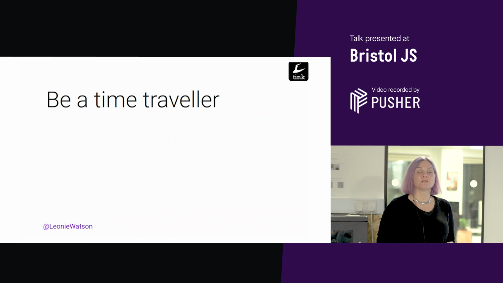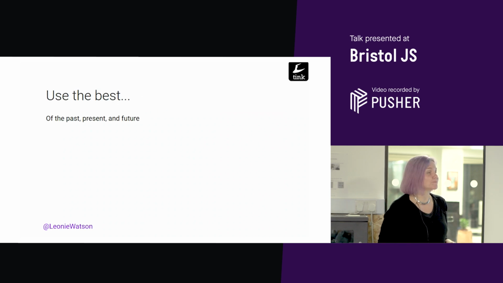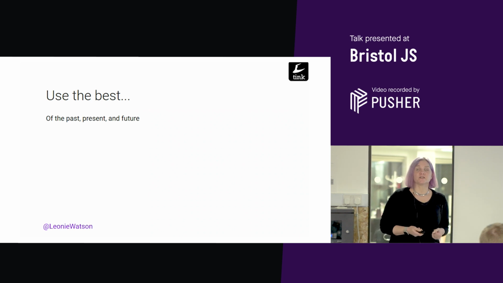So to get accessibility right, whether it was 20 years ago, in the current age, or for the next N years, we need to pull on all these skills and all this knowledge and draw on the best of all of them to try and make things as accessible as we can be. So use the best of the past, the present and the future.